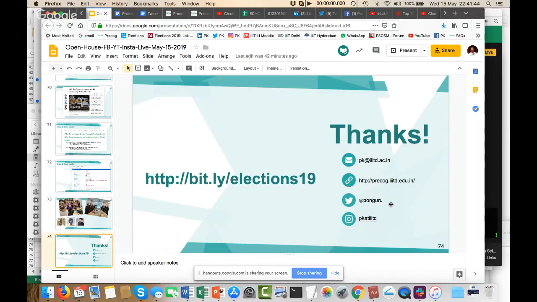Yeah, so if you remember the one URL that I said you should remember, that's the only URL you should remember if you have to remember any URL: bit.ly/elections19. That'll take you to a dashboard. The dashboard has links to other places. Or you can also go to all these pages through the Precog's page, precog.triplit.edu.in. Okay, good.